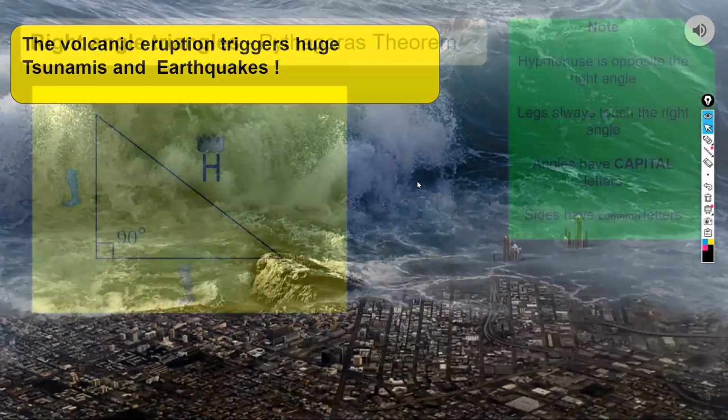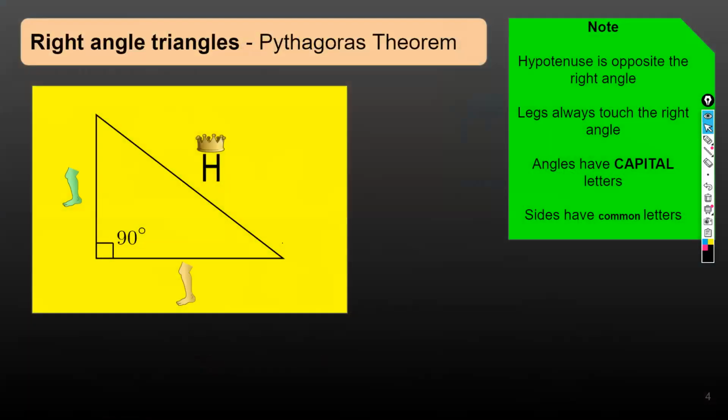So it's in the near future where there's a huge earthquake and whatnot. So everyone knows by now that you don't have to make any notes today, that we're dealing only with right angle triangles. Just to quickly refresh your memory.